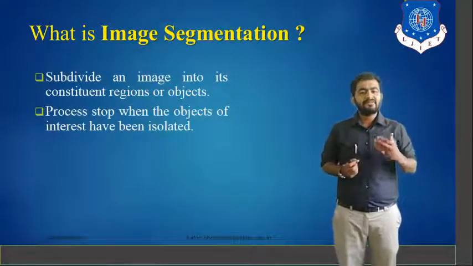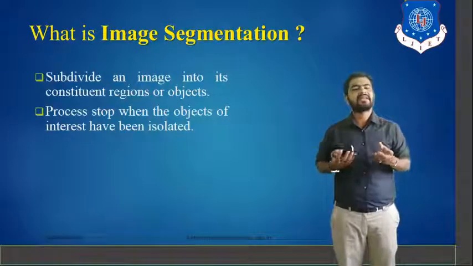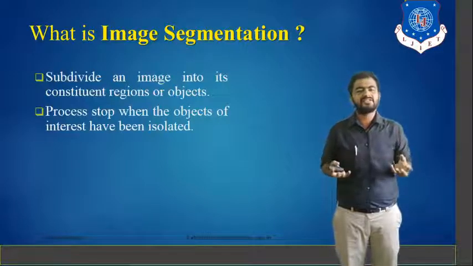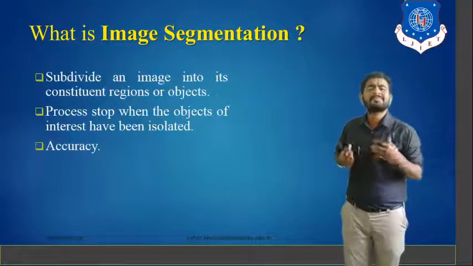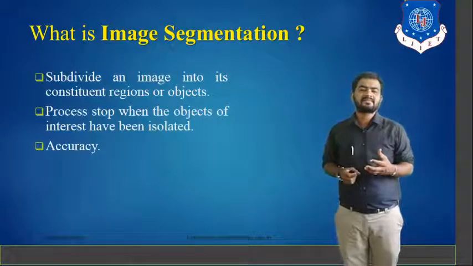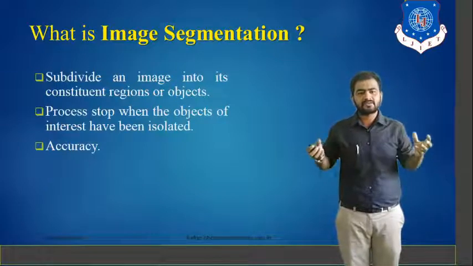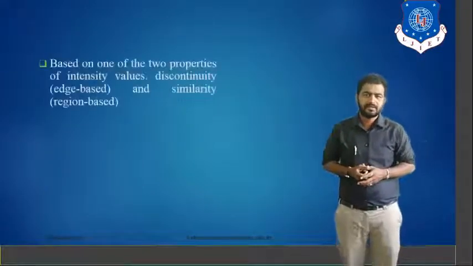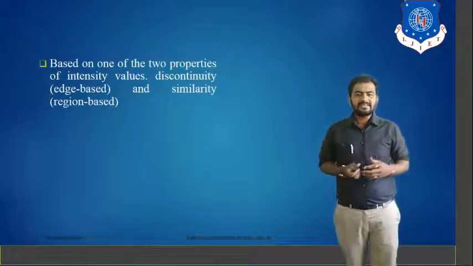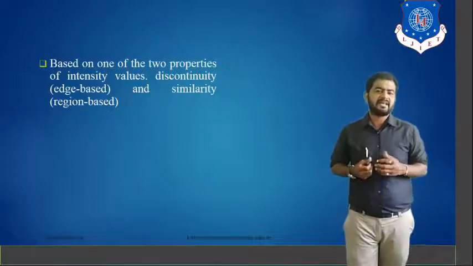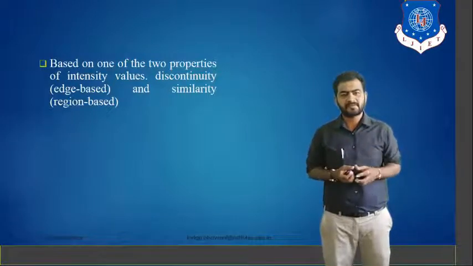It means you have to divide the image, but you have to stop the segmentation process when your object is identified, or the meaningful region is extracted. From an accuracy point of view, it is one of the resulting parameters. Based on one or two properties, intensity values, discontinuities and similarities, we can identify regions. So when we talk about segmentation, we have to deal with different types of image properties.